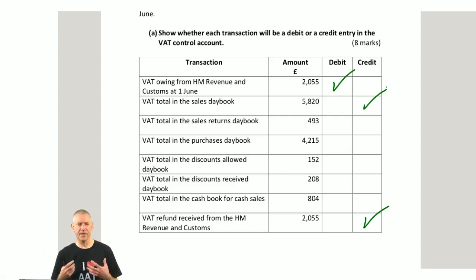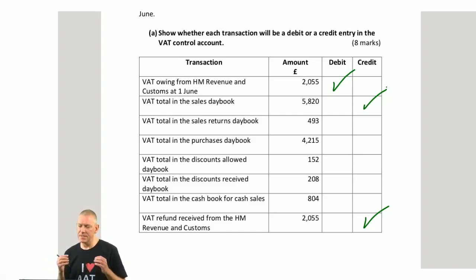So I'll just do that one again. When I make a sale, the customer gives me money, and some of that money is mine and I keep it, but some of the money belongs to the government, so I pay it on to the government. Before I've paid it on to the government, I owe the government, it's a credit balance for the 5820.